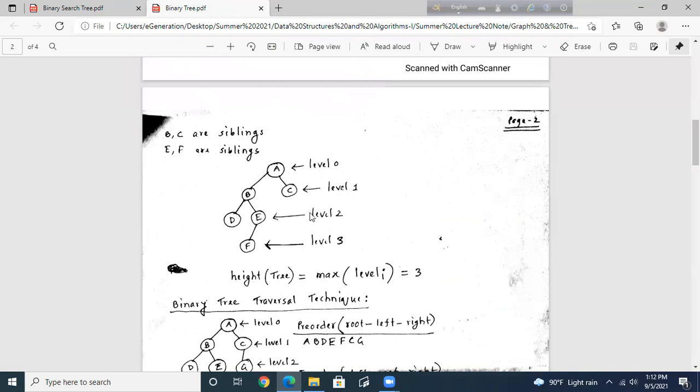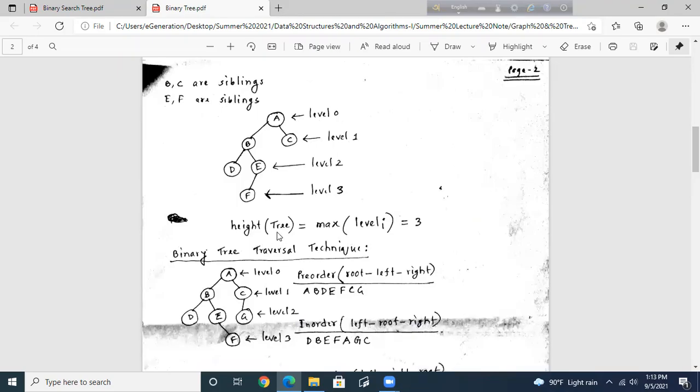Now here I have drawn a graph A, B, C, D, E, F. What will be the height of the tree? At first you have to know the level of the node, the level of the vertex of the tree. The level of A is 0. The level of B and C is 1. The level of D and E is 2. The level of F is 3.